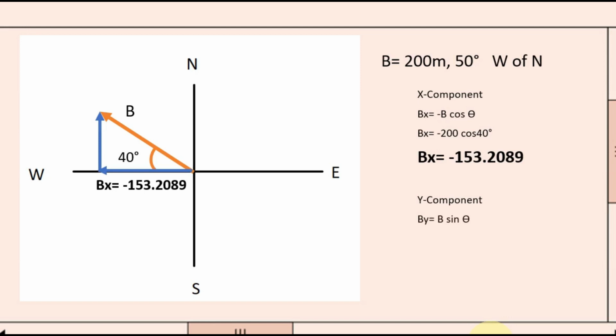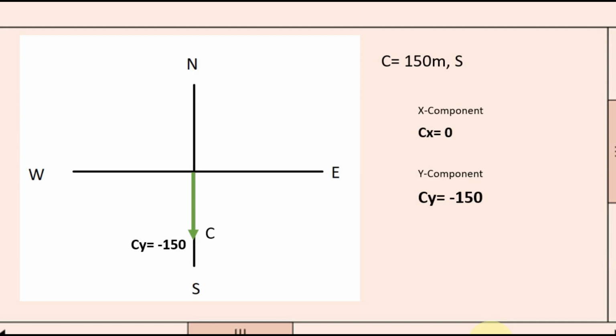Next, let's get the y component of our vector B. The y component of our vector B lies along the positive y-axis. Therefore, we will use B sine theta as our formula. Substituting the values, we have 200 sine 40 degrees. That's equivalent to 128.5575.